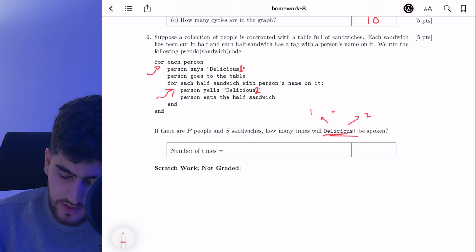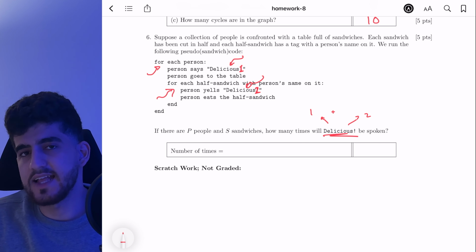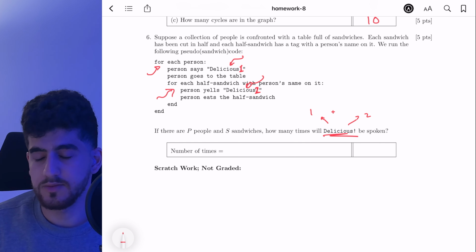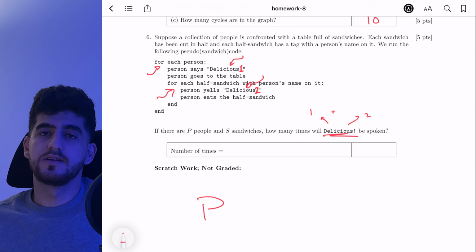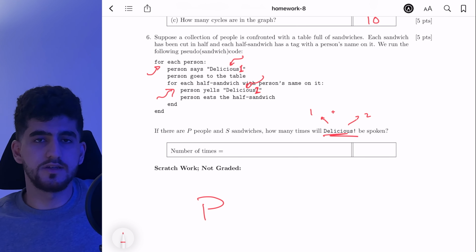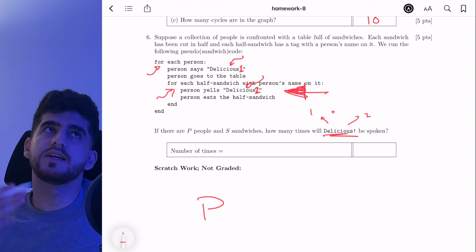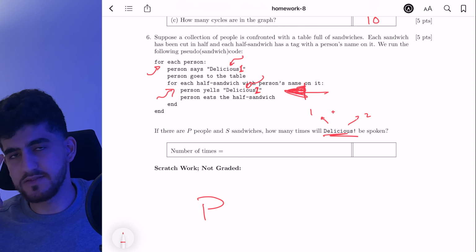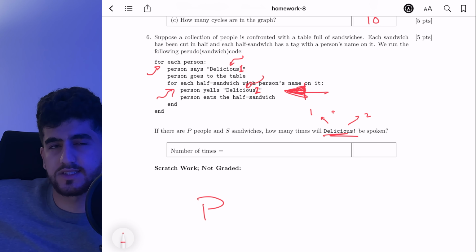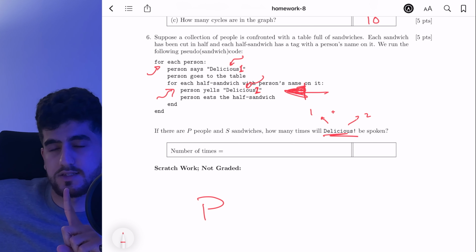So if we consider how many times delicious 1 is said and how many times delicious 2 is said, we can just add them up. Well, how many times will delicious 1 be said? It's obvious, P, because we have P people. Each one of them says it once, so it's going to be P in total. How many times will delicious 2 be said? Well, we have S sandwiches. Therefore, we have 2S half sandwiches. And each half sandwich will be eaten only once by one person. There's a name of one person on it. So each half sandwich will be eaten once, only once.